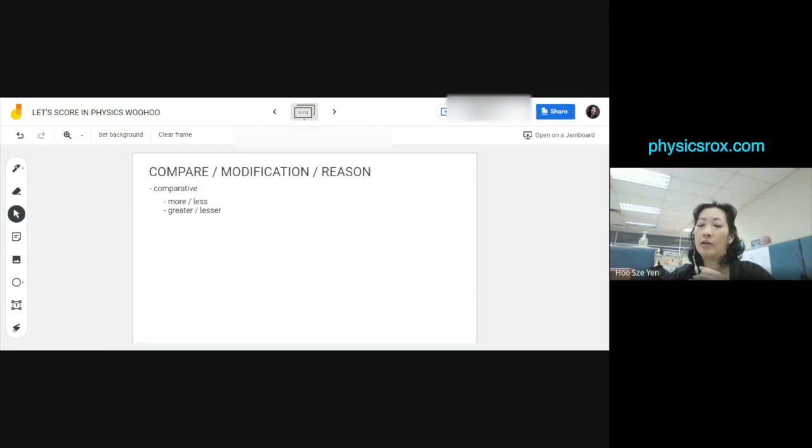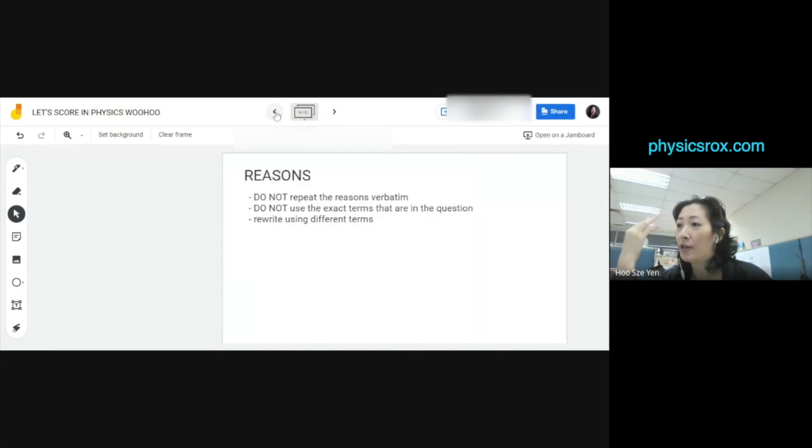Always. Because number one, we're trying to find the relationship. Actually, that's the only reason why I got number one. That's the reason, because we're trying to find a relationship. When something increases, how does the other change? Does it increase as well, or does it decrease? So it's always comparative.